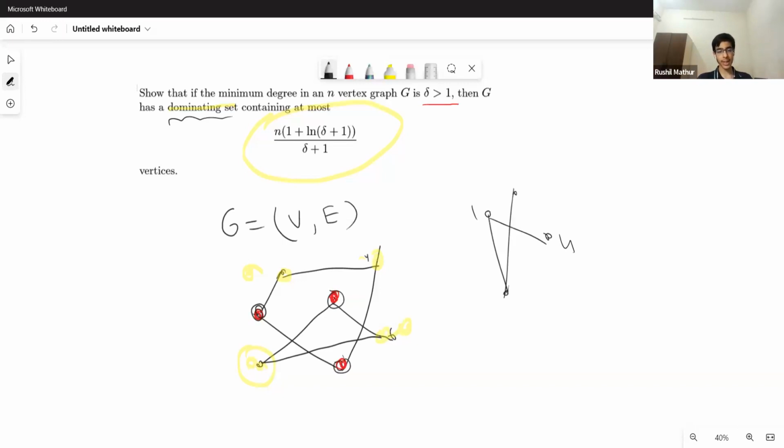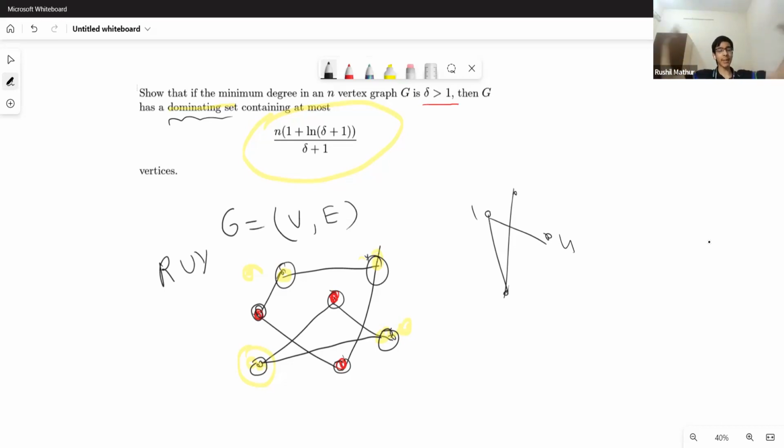So you colored these three people red, and then you colored this person yellow because it's a neighbor of this guy, this person yellow because it's a neighbor of this guy, this because this, and this because this. And now you want that red union yellow should cover everybody. But there should be as few red people as possible.